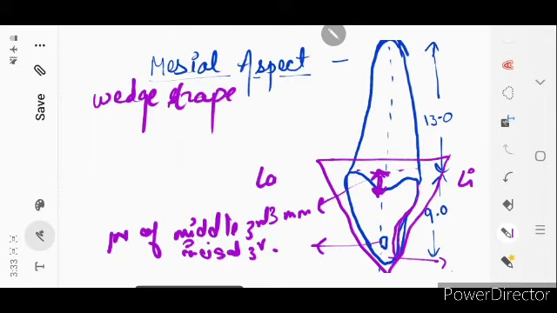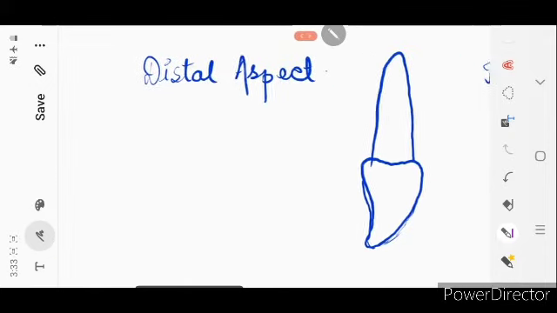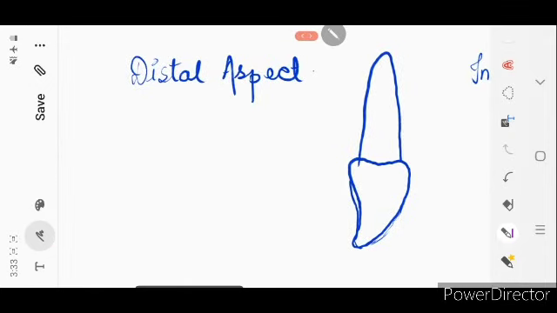Okay, now let's talk about the distal aspect. In the distal aspect, here is the diagram. Also the geometrical shape of the crown is wedge shape or triangular in shape, and here the curvature of the cervical line is 2 mm, and it is also less in comparison to the distal aspect of the central incisor.